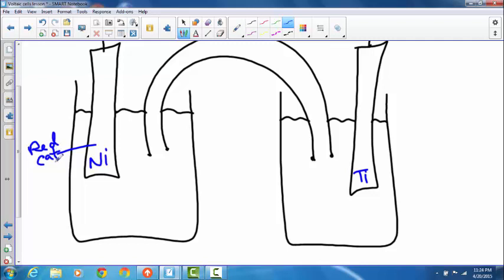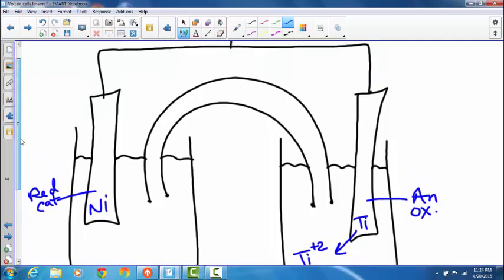This is my cathode, and over here is going to be my anode. So this is where oxidation is occurring. So this one is going to lose electrons. If it loses electrons, it forms Ti plus 2 ions.